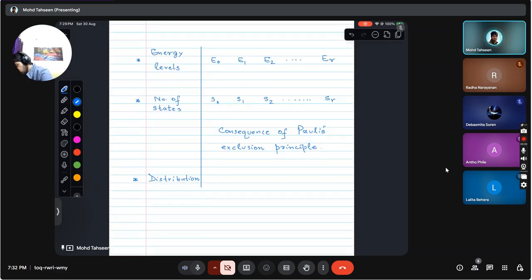So the distribution corresponds to actual number of electrons, okay? Let's say that this is N0, N1, N2, so on up to Nr. These are the actual number of particles present inside these states, okay? So now what are the constraints on the system? Constraints.